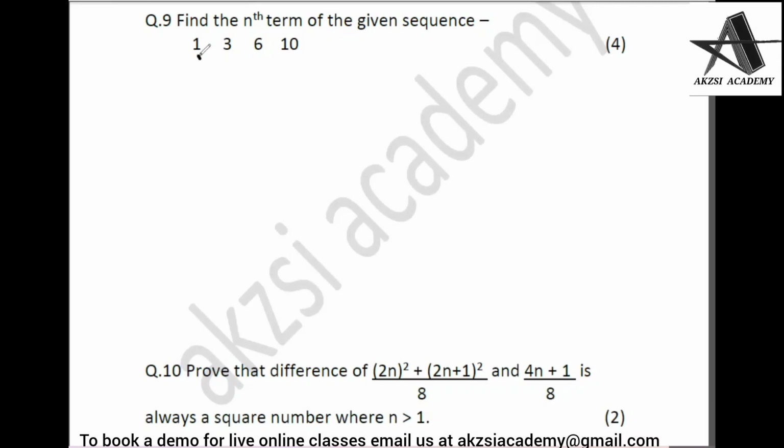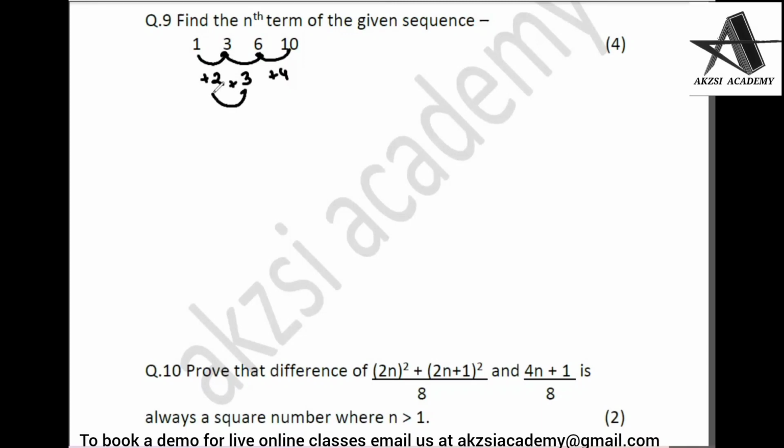So 3 minus 1. That means how much am I adding to get 3? It's plus 2. How much am I adding to get 6? 3. Plus 4. We want the difference to be constant, and 2, 3, 4 are not constant. That means I need to subtract one more time.